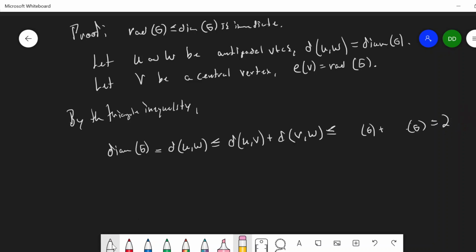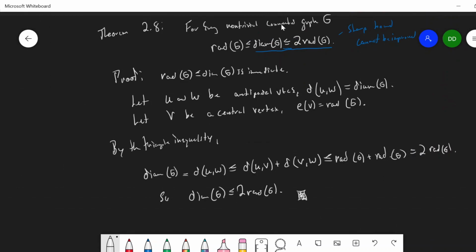Let me repeat that last bit. The radius is the eccentricity of V. In particular, the distance from V to any other vertex is at most the radius of the graph. So this is less than or equal to the radius of G plus the radius of G. That's 2 radiuses of G. So the diameter of G is at most twice the radius of G. And again, this result, so we proved it, this result cannot be improved without modifying the hypotheses, without restricting ourselves to a certain class of graphs besides non-trivial connected graphs. Okay, that's it for this one.